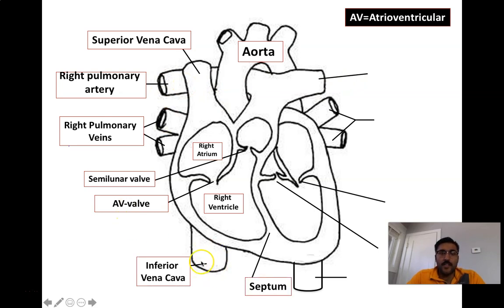There's an inferior vena cava, which, just like the superior vena cava, brings blood back into the heart, and it'll dump it into the right atrium.